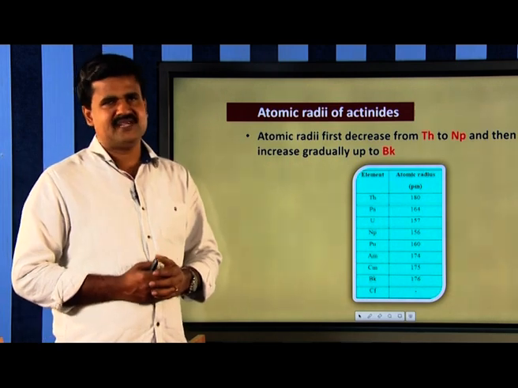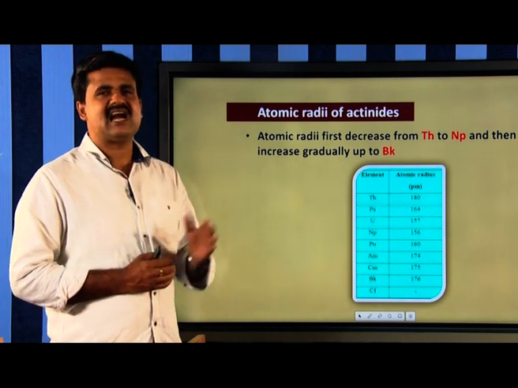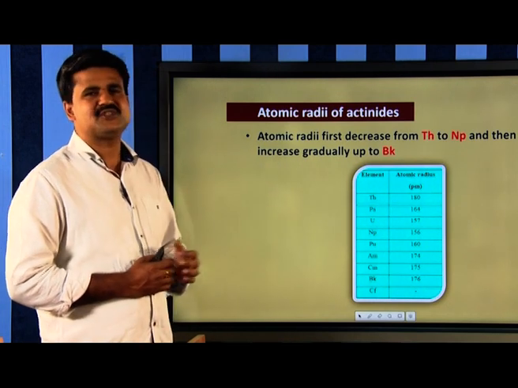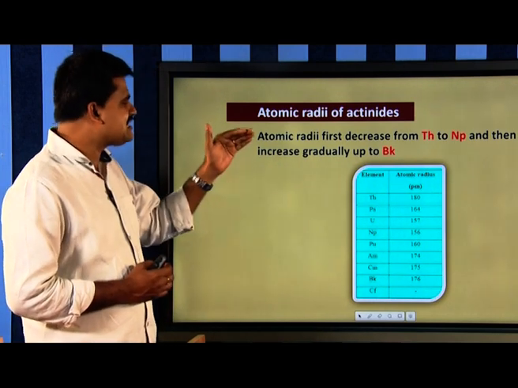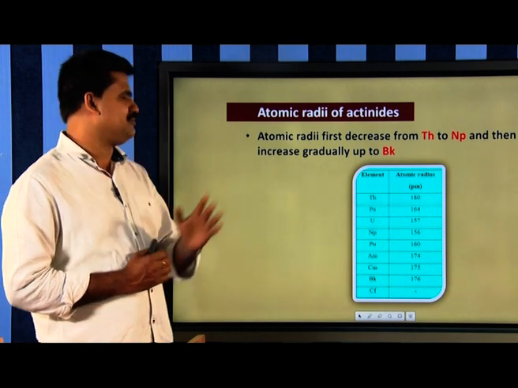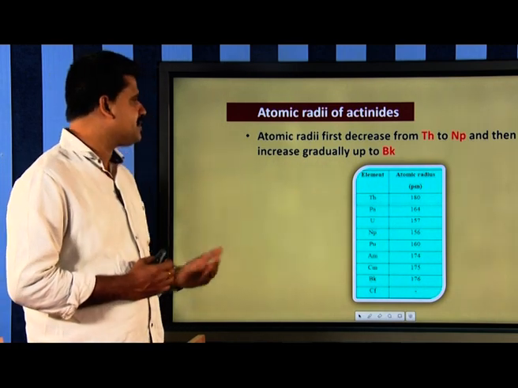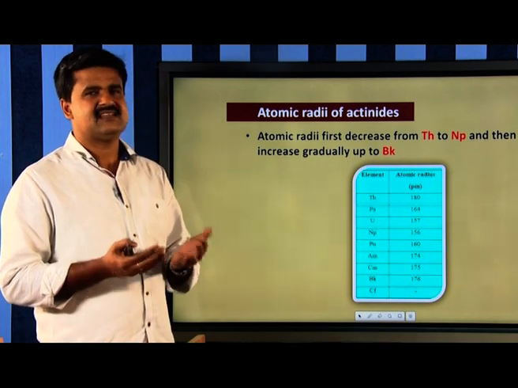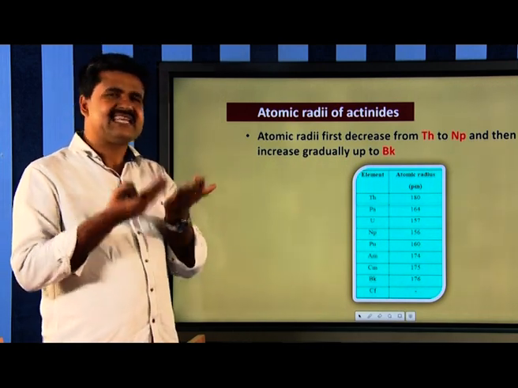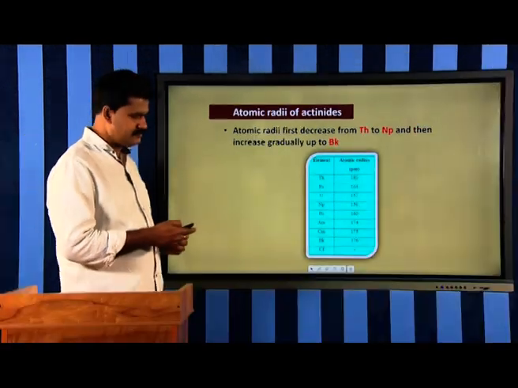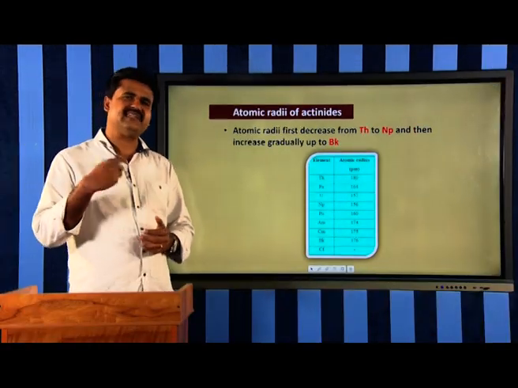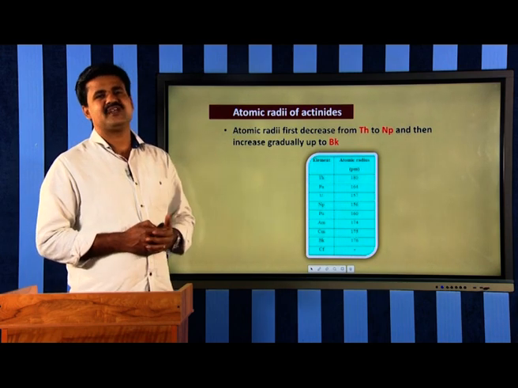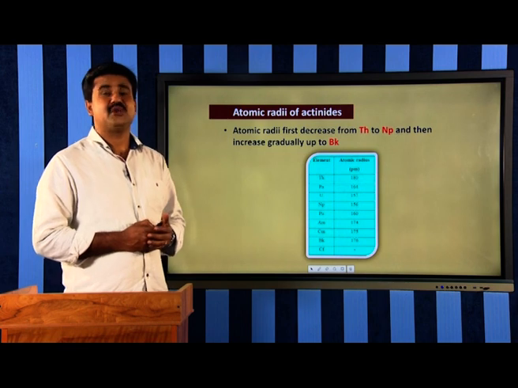For thorium, the atomic radius is 180 picometers. For protactinium, it is reduced to 164, and this diminishing is observed up to neptunium. After neptunium, the next element, plutonium, has an atomic radius of 160. An increase is observed. For californium and higher elements, the exact value of atomic radii is not known.